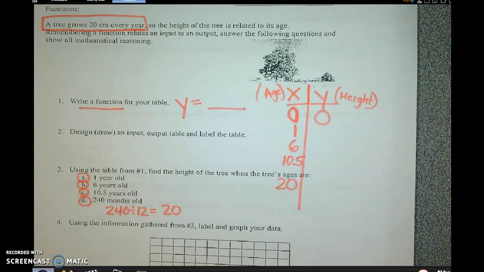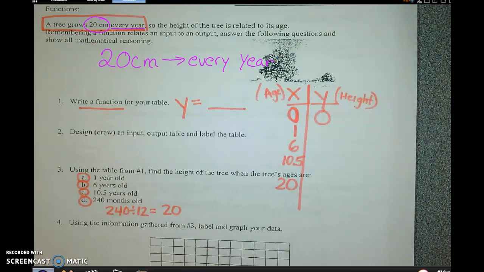Okay, so looking at today's homework, we're working with functions. So we're going to be working through a function that is talking about a tree. As the tree grows, it grows 20 centimeters every year. So every single year, it is growing 20 centimeters. Now, we need to be able to take that information and go through our process.